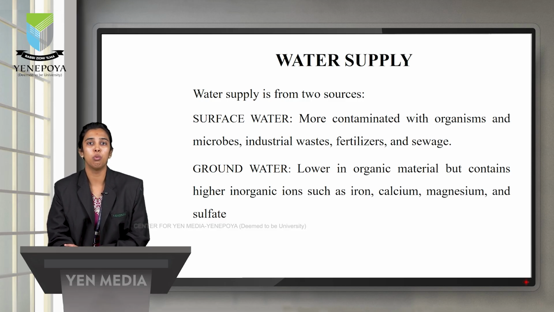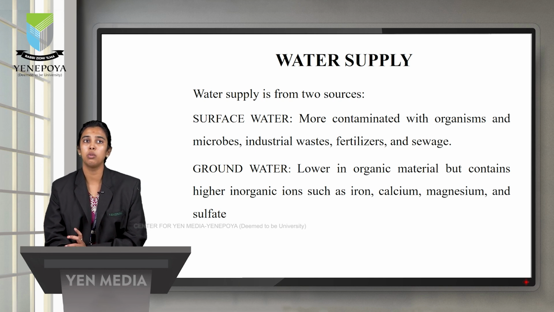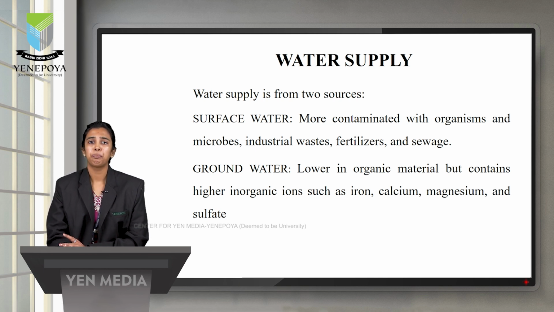First we are moving on to the water supply. We have two ways of water supply: one is surface water and the other is groundwater. Surface water has a large number of microorganisms, industrial waste, fertilizers, sewage, etc. Whereas groundwater is rich in organic and inorganic ions such as iron, calcium, magnesium and sulfate. So most probably we would prefer groundwater.